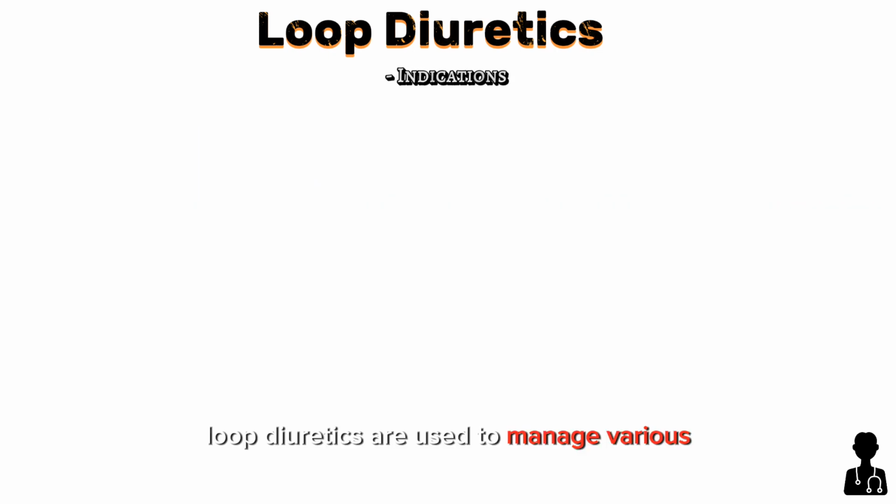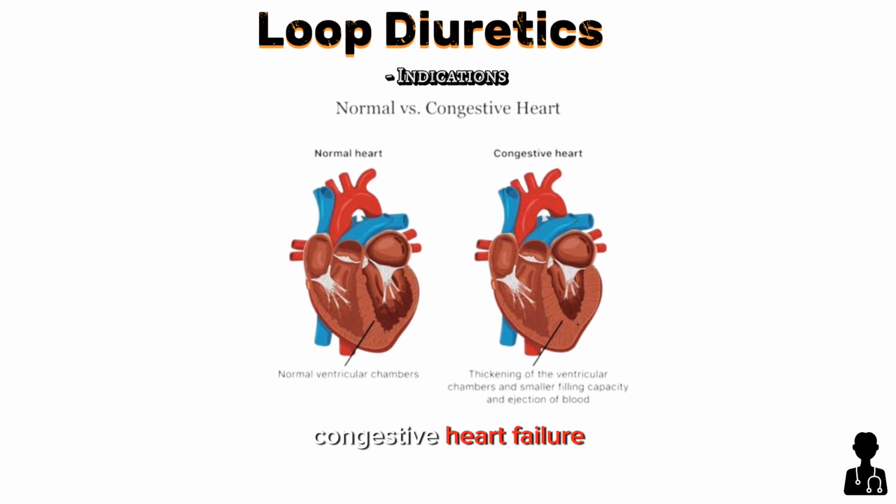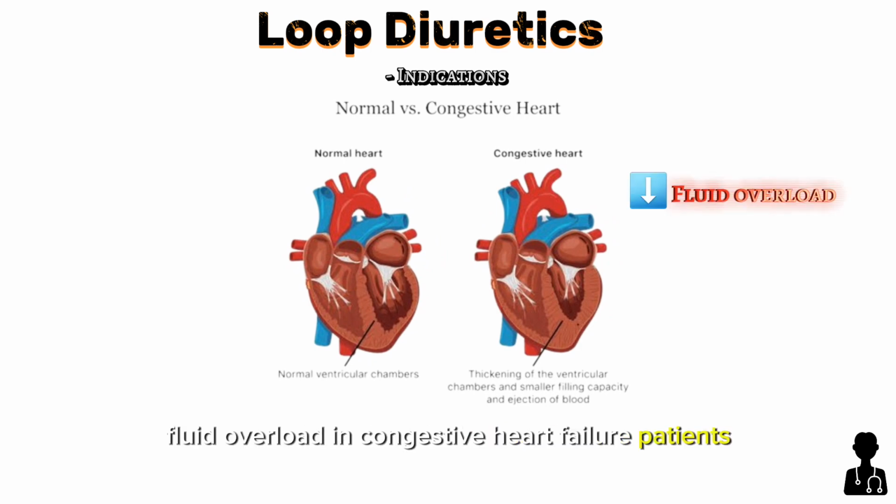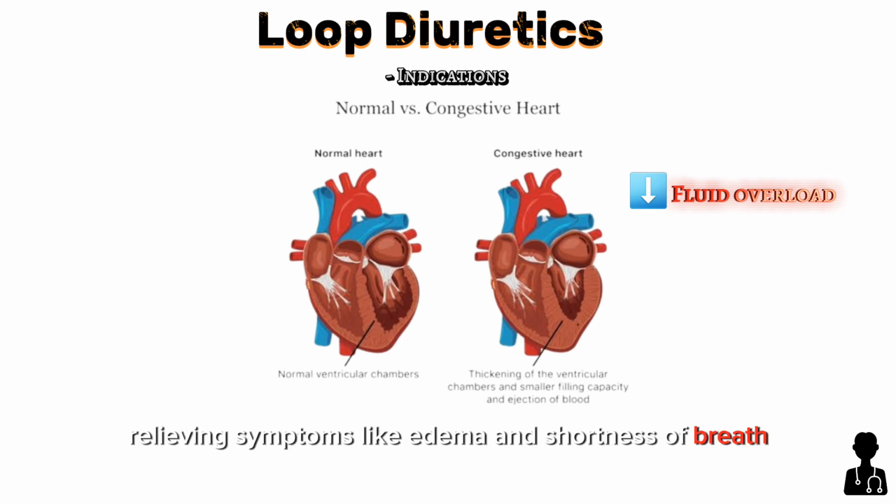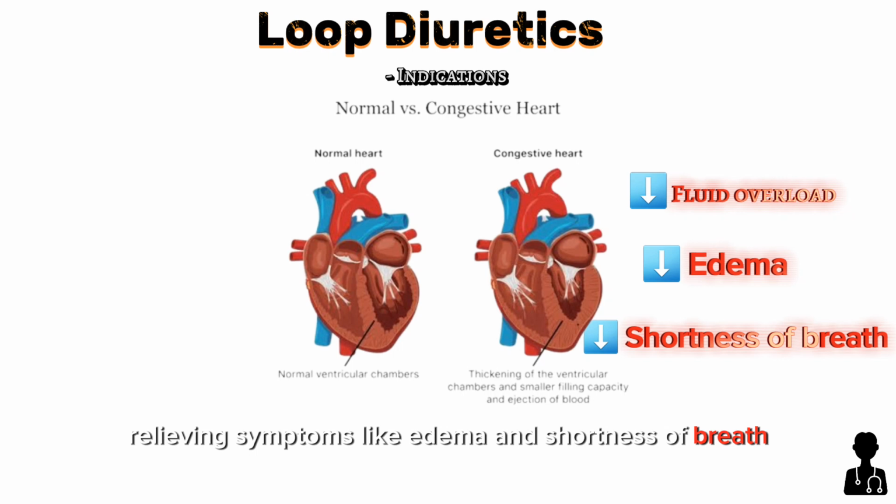Loop diuretics are used to manage various medical conditions, including, number 1, congestive heart failure. Loop diuretics help reduce fluid overload in congestive heart failure patients, relieving symptoms like edema and shortness of breath.